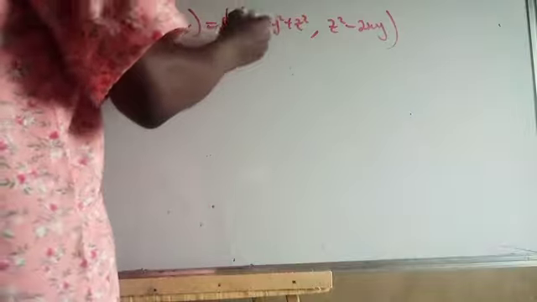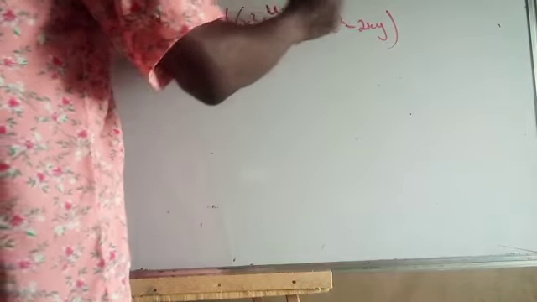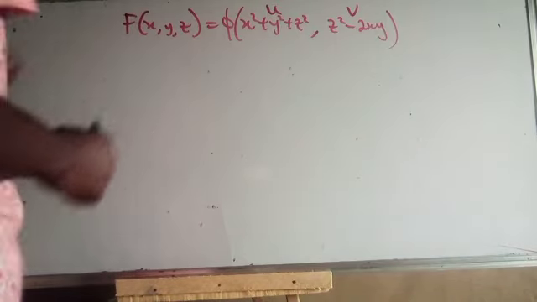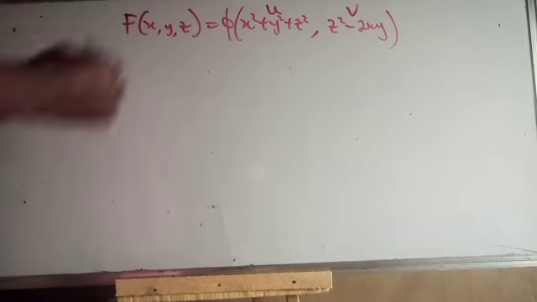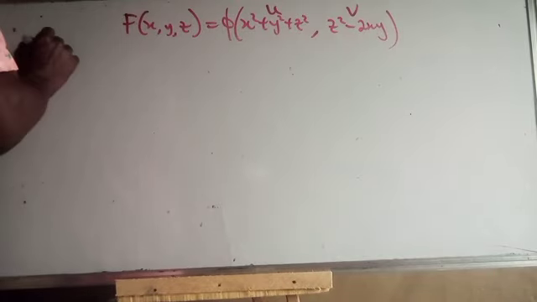Now we differentiate partially with respect to x, y, and z respectively. Don't forget our function f of x, y, z is assumed to be phi of (x squared plus y squared plus z squared, z squared minus 2xy). Don't forget also that this first argument is representing u and the second one is representing v. So now, differentiating this function with respect to x partially is going to give us what?